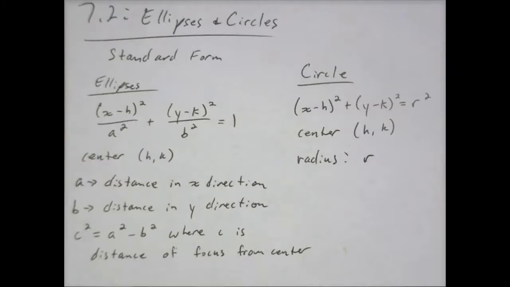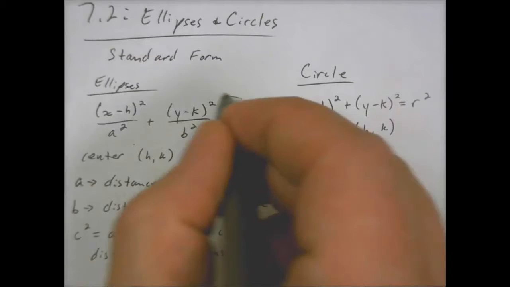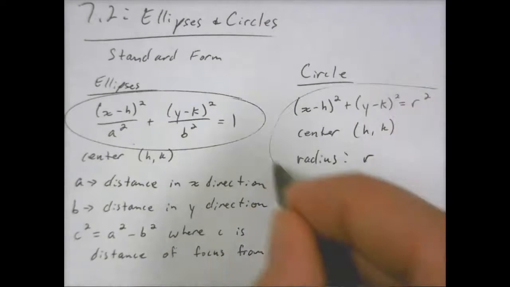In this video, we're going to be learning about 7.2 ellipses and circles. Ooh, so pretty. Here's standard form for ellipses and circles. Go ahead and get down all of this information, and then I'm going to draw an ellipse so that you can better see what these things mean. But make sure you have standard form down.